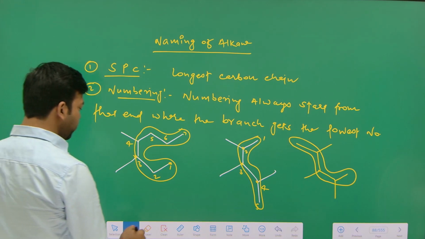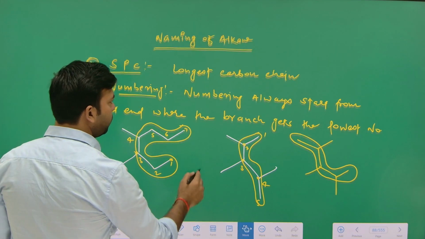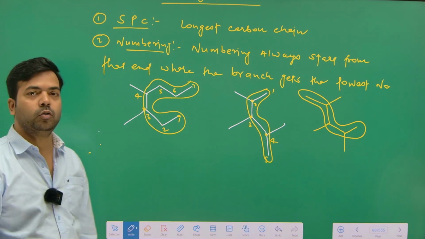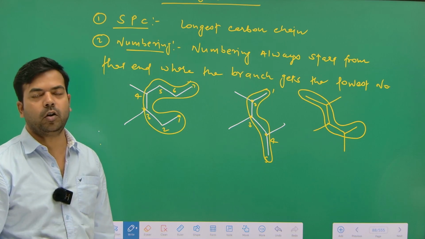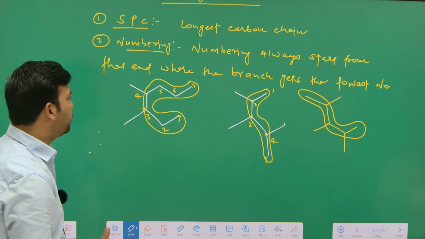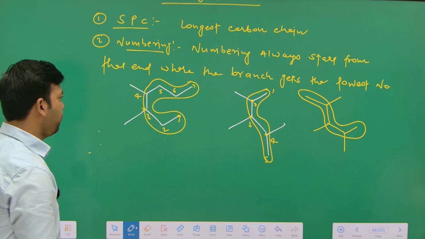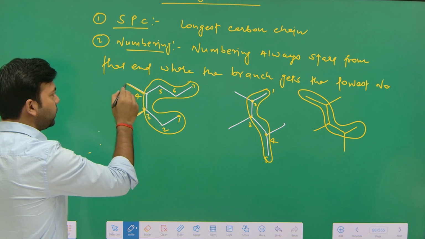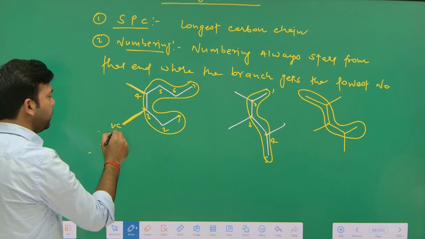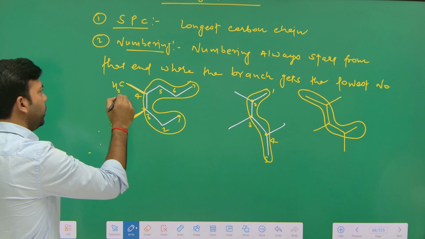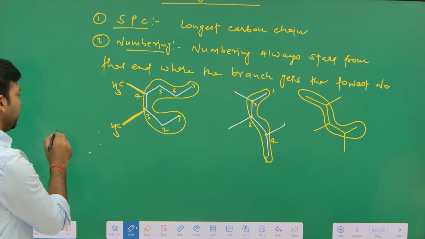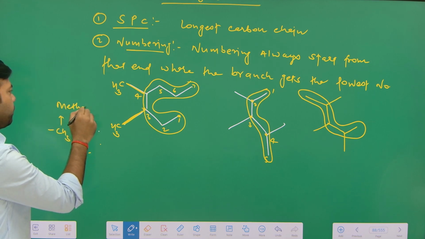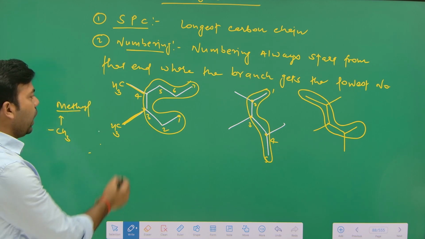Let's write down the names of these compounds. I told you in the naming system, first we have to write down the name of the substituent in alphabetical order. So first you have to decide what my substituent or branch is. You can see number 3 has a carbon chain as a branch, and number 4 also has a carbon chain as a branch. Both are single carbon chains, CH3 and CH3. We all know CH3 is considered a methyl group. CH3 is what? Methyl. So both are methyl here.